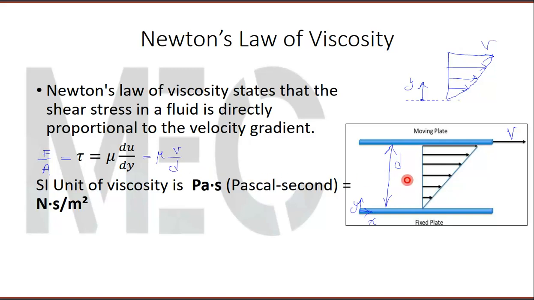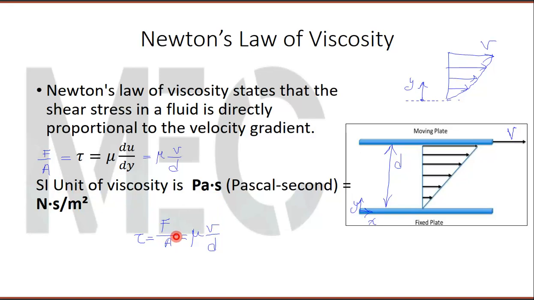Because in a linear velocity gradient, du over dy is the same everywhere, and it is v over d. So sometimes Newton's law of viscosity is written like this: F over A, which is the shear stress tau. This is a Greek letter called tau, and the unit of tau is of course Pascal. F over A is equal to mu v over d. And the unit of viscosity is Pascal seconds.